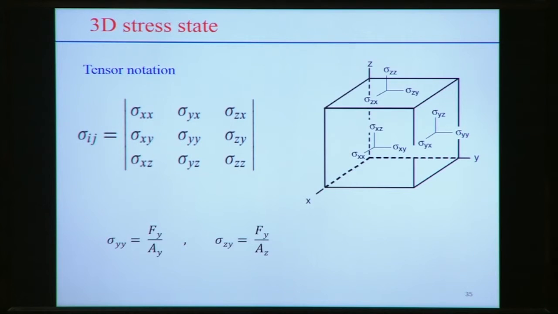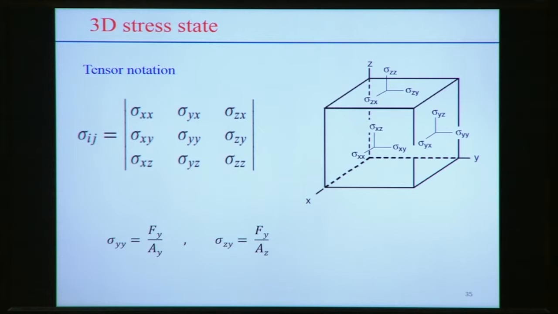So far, we know that the tensor notation of the stress analysis can be represented like this: sigma xx, sigma xy, sigma zx, and sigma yy, sigma zz, like that. In this tensor notation, we found that there are 9 components of stress in the three-dimensional state, out of which 3 are normal stresses and 6 are shear stress components.